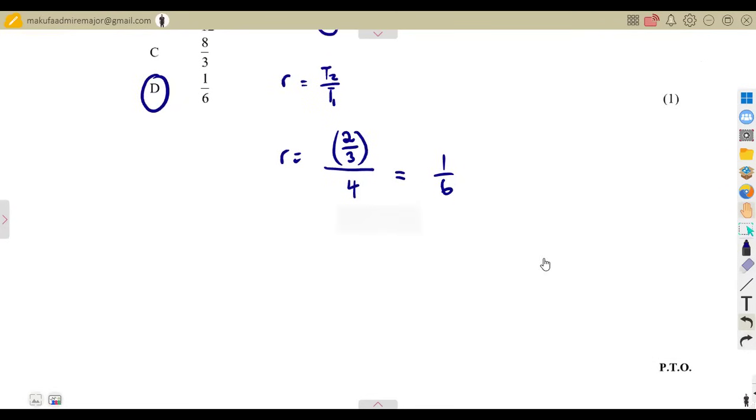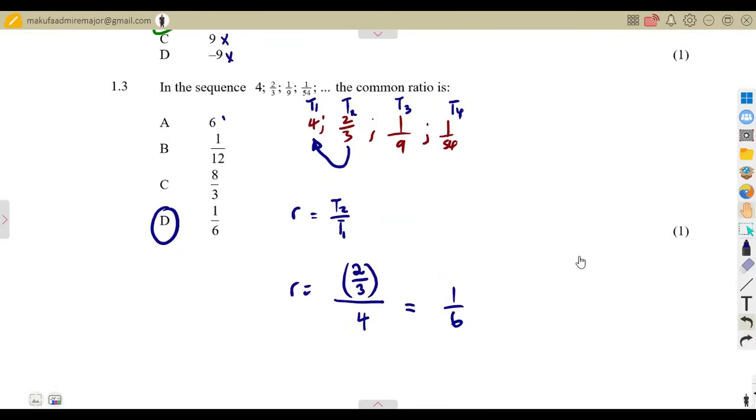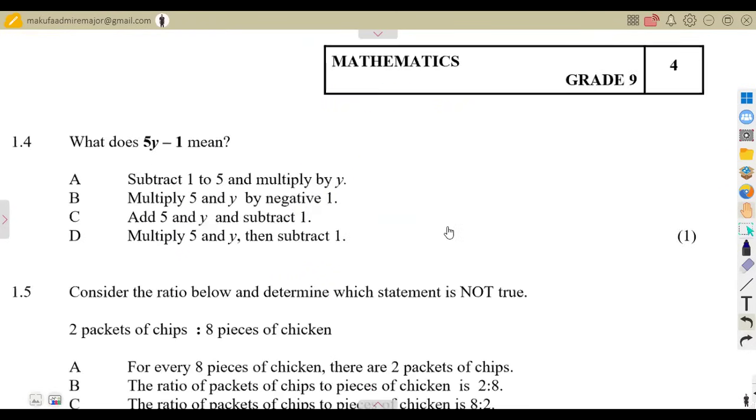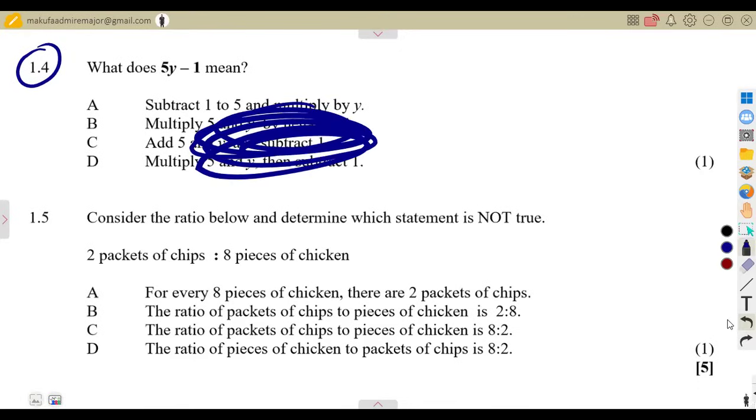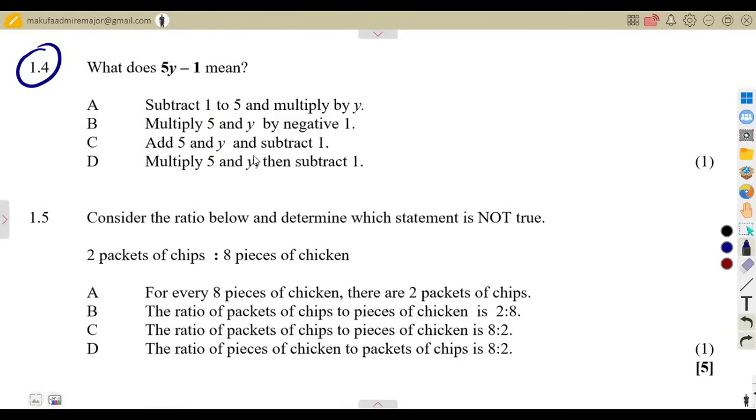All right, they need us to turn over. Let's check what we have on the next part. On 1.4, what does 5y minus 1 mean? They gave us situations. What does it mean? Let's read. Subtract 1 from 5 and multiply by y. No.